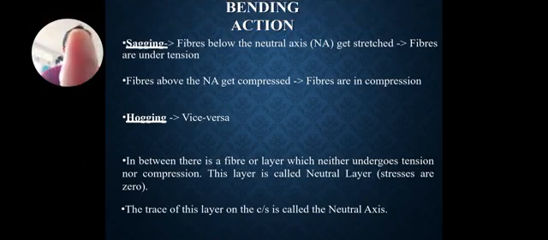In sagging, fibers below the neutral axis get stretched, or the fibers are under tension. Fibers above the NA get compressed, or the fibers are in compression. Hogging is vice versa. In between there is a fiber or layer which neither undergoes tension nor compression. This layer is called the neutral layer, where stresses are 0. The trace of this layer on the cross section is called the neutral axis.